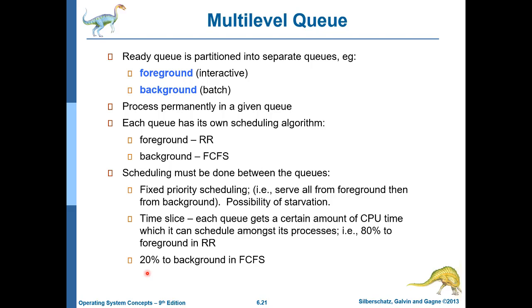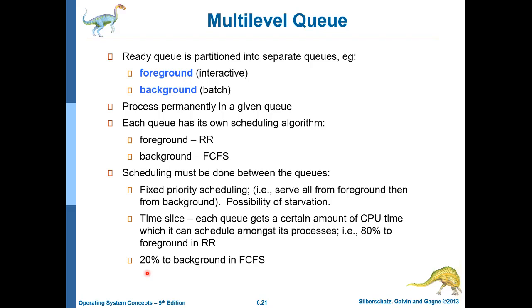Now, one of the assumptions can be that if we assign a queue to a process, then that process will be permanently in that given queue. It will not change its queue from one to another. Now, let's say there are two queues, so we can assign a different scheduling algorithm for each of the queues.